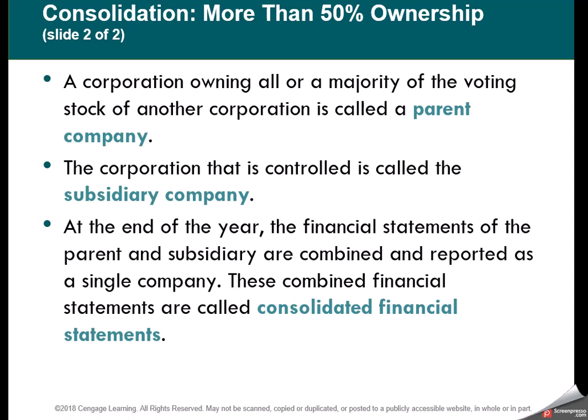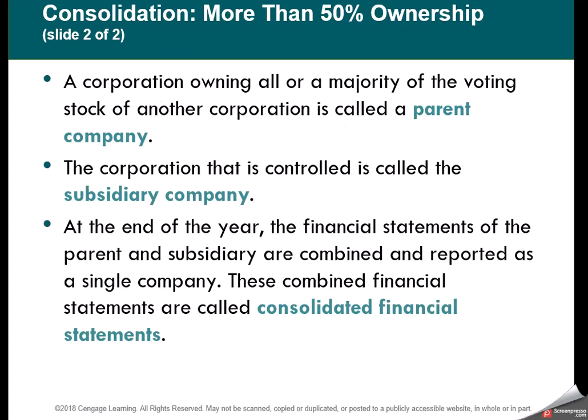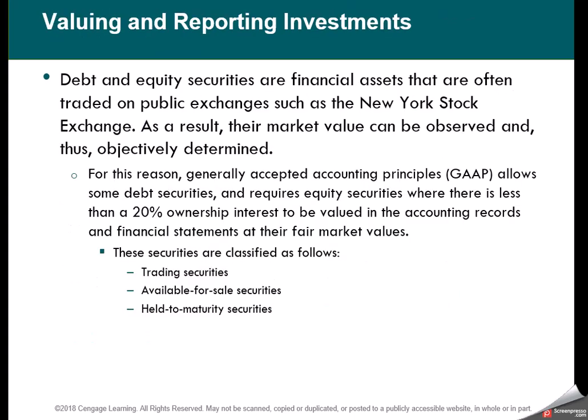So then now what we have is a parent company and a subsidiary company. So the parent company is what we call the investor, and then the subsidiary company is what we call the investee. And then they're going to prepare consolidated financial statements. So then that is almost a whole different topic, an advanced accounting type of a topic.